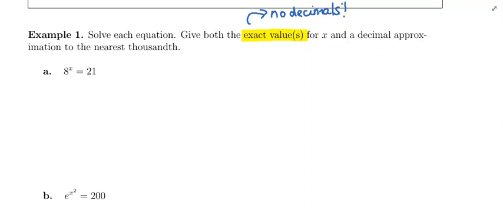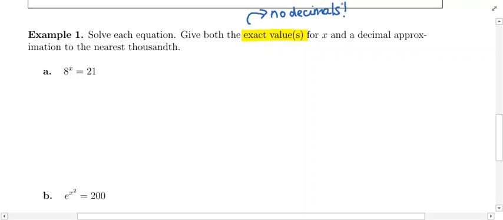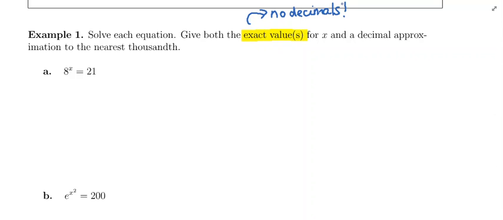Okay, here is our first exponential equation. In part A, we need to figure out the value or values of x that make this a true statement. 8 raised to the x power is equal to 21. First of all, recognize this is an exponential equation. You've got an equal sign, and then the variable x is located in the power or exponent.